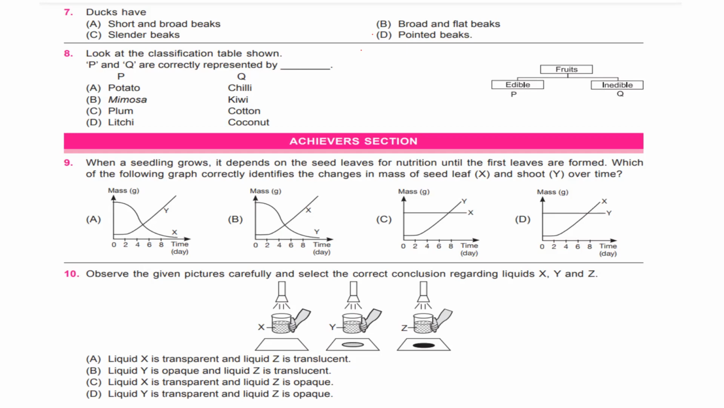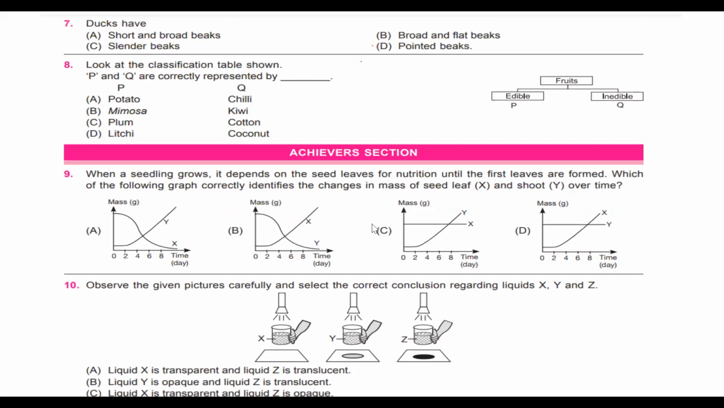Why not coming? What? So question 7 is B. Question 7 is B, flat beaks. Okay. Now do question 8. P and Q are correctly represented by? Good. Do it a little fast because very less time is there.